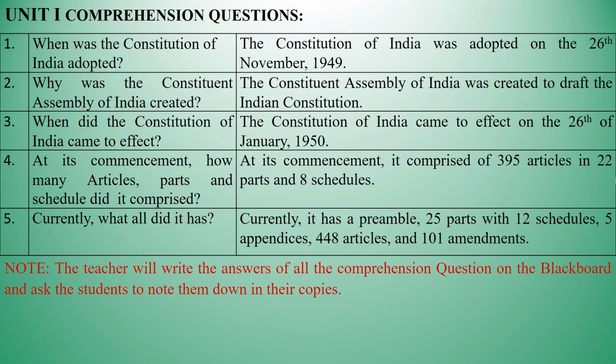The answer of which is that the Constitution of India was adopted on 26th November 1949. The next question which I have framed is, why was the Constituent Assembly of India created? The answer of which is that the Constituent Assembly of India was created to draft the Indian Constitution. The third question which I have framed is, when did the Constitution of India come into effect?